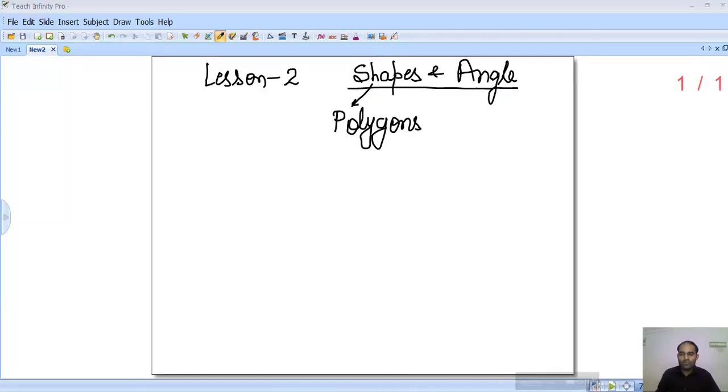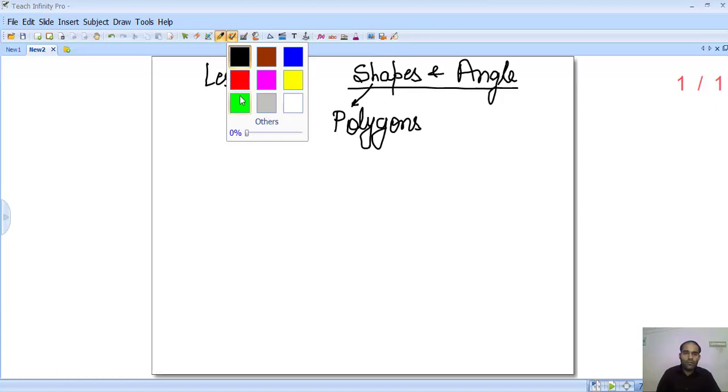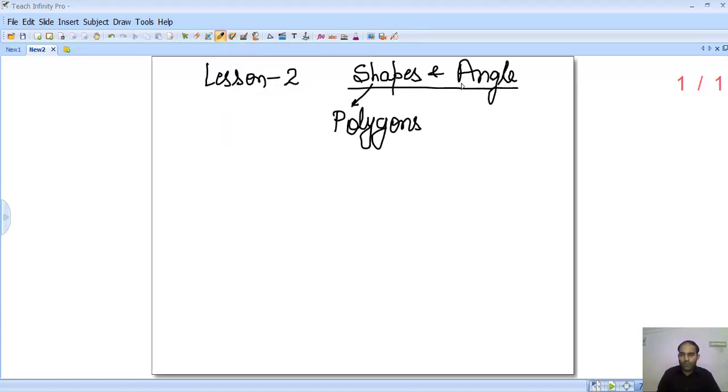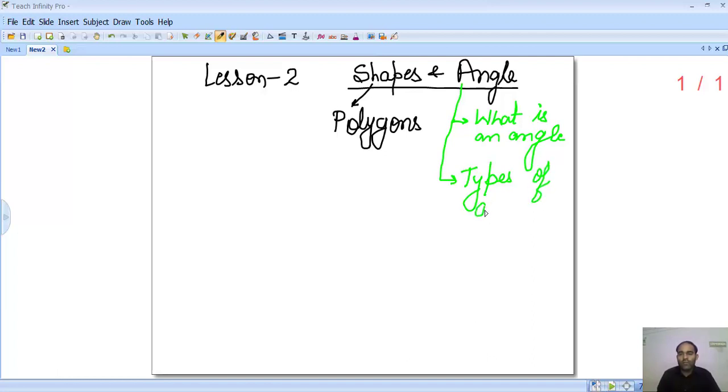Okay, so in the part of angle, what are the things which we are going to learn? Okay, let's see. The first question will be, what is an angle? First one we will learn about what is an angle. The second one will be types of angle. How many types of angle are there?